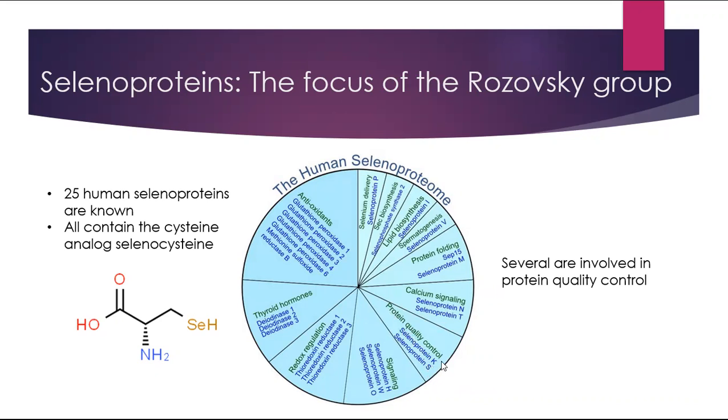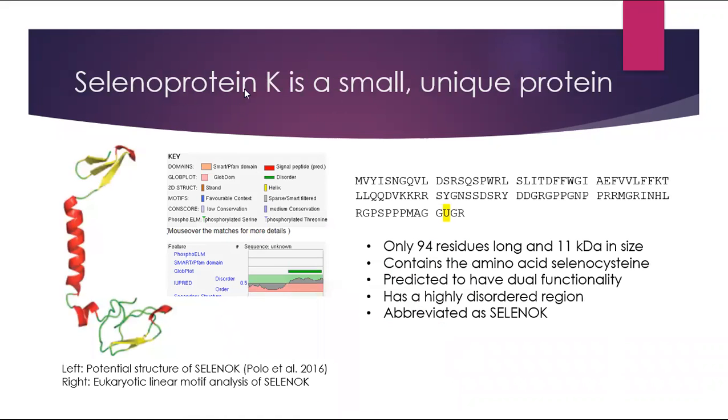These are two of the main foci of the Rosowski group, and seleno K, in my case, has been the focus of a lot of my research in the past year. This protein, seleno K, is a small and unique protein, and it only contains 94 residues and is 11 kilodaltons in size. You can see I have spaced this out 10 residues at a time to make it easy to see. And you can see that U, which is the one letter code for selenocysteine, is at position 92 out of 94. It's predicted to have dual functionality. I'll get to that in a second.